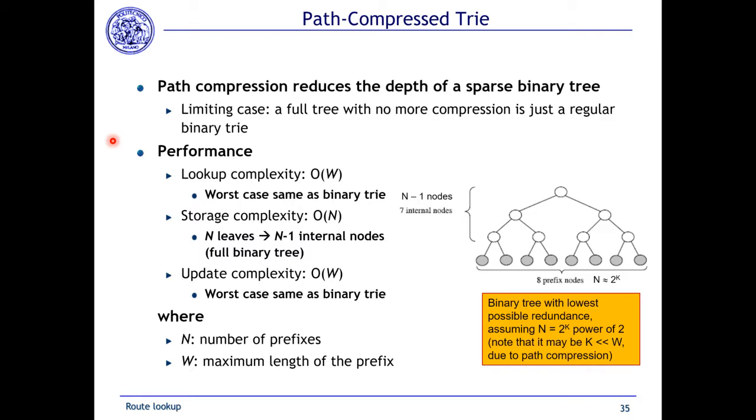So this is the binary tree with the lowest possible redundancy, because of course those white nodes that are surviving cannot be compressed, because each of them has 2 children. That's the minimum you can have in order to connect all the n nodes, the n gray nodes.